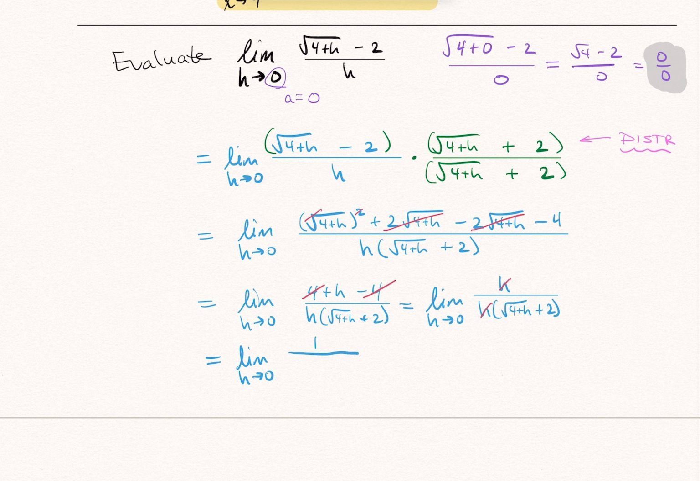Okay, so we get the limit as h goes to 0 of 1 over square root of 4 plus h plus 2. We're going to plug in h equals 0 and see what happens. So we get 1 over the square root of 4 plus 0 plus 2, which is 1 over the square root of 4 plus 2, is 1 over 2 plus 2, is 1 over 4. That is a number, which means we're done. That is our answer. And that's it.